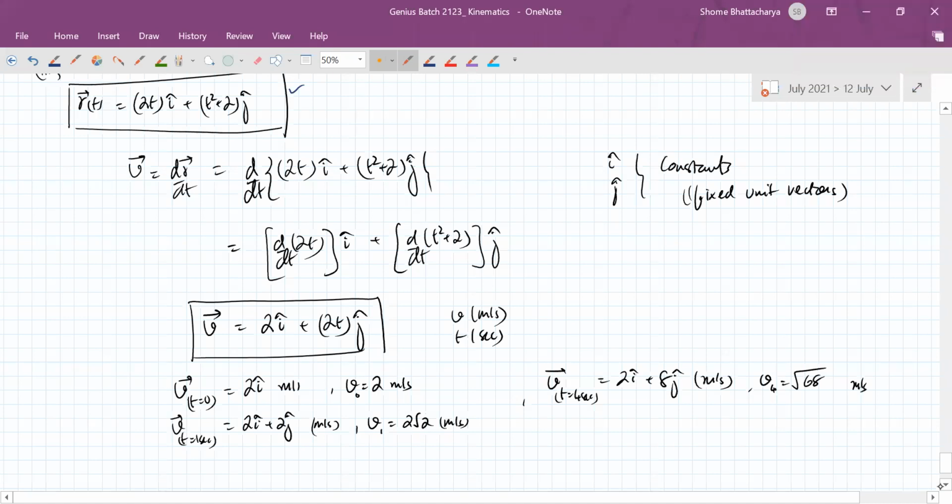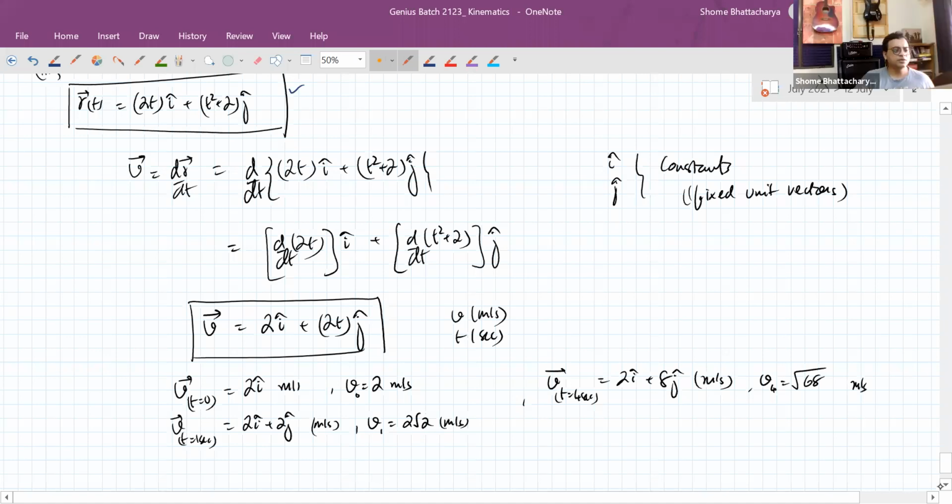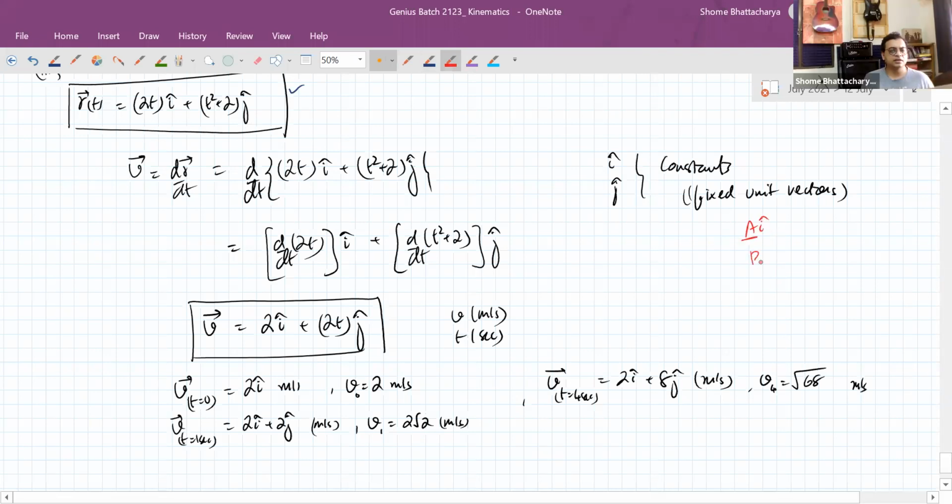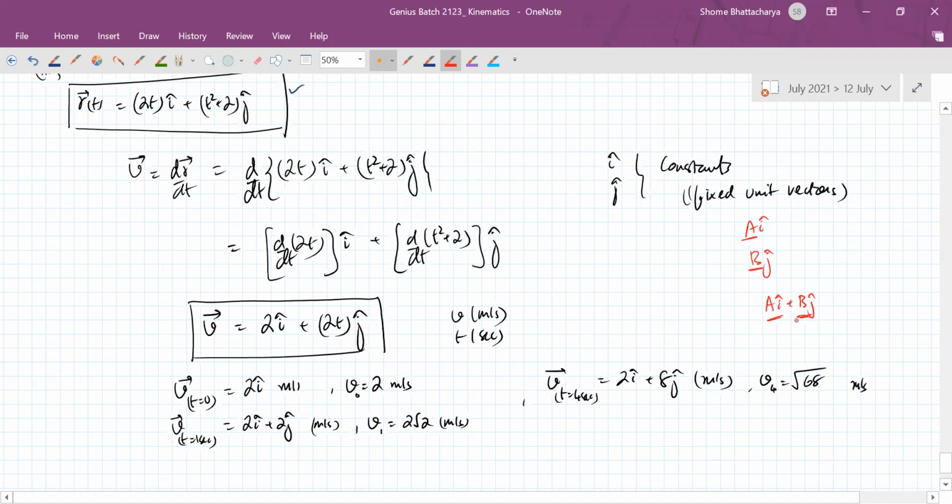Sir, following, but my point: did we know that 2t and t square plus 2 were perpendicular? That's what I'm saying. It's 2t into i cap, and it's t square plus 2 into j cap, so they are perpendicular to each other. Sir, what is a i cap? It is a vector of magnitude a along the x-axis. And let's say this is b j cap, a vector of magnitude b along the y-axis. So obviously, if I write a i cap plus b j cap, it's a universal understanding that this vector and this vector are perpendicular to each other. Yes, understood sir. It's simple vector addition.